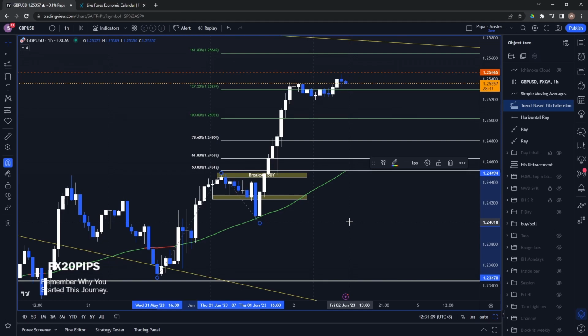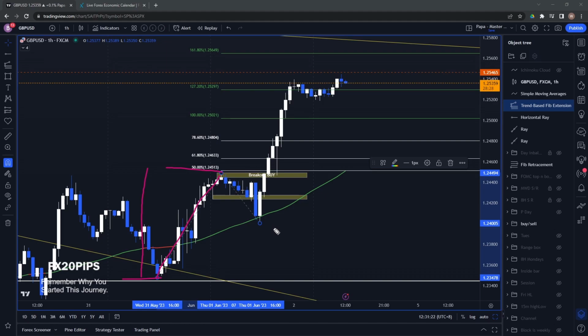Right, so how the FIB extension works is from here to here is considered 100%. This leg is considered 100%. So when the price retraces, the theory is if it's going to expand with the same length, then the FIB level will show you how far you will go.